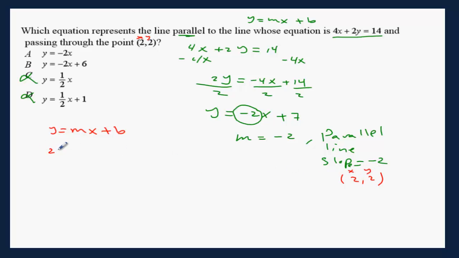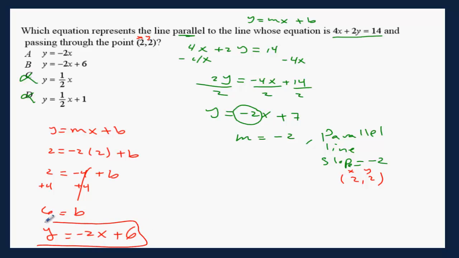Substitute here: 2 for y equals m, which is negative 2, times x, which is 2, plus b. We need to find the y-intercept. 2 equals negative 4 plus b. Add 4 to both sides. You get 6 equals b. Therefore, your new equation is y equals the slope, negative 2, x plus b, which is 6. And that is choice B.